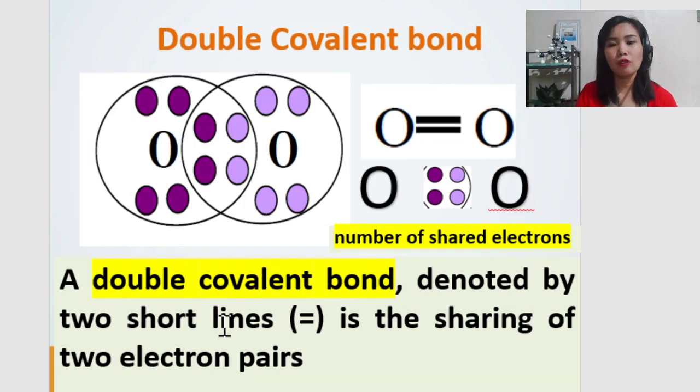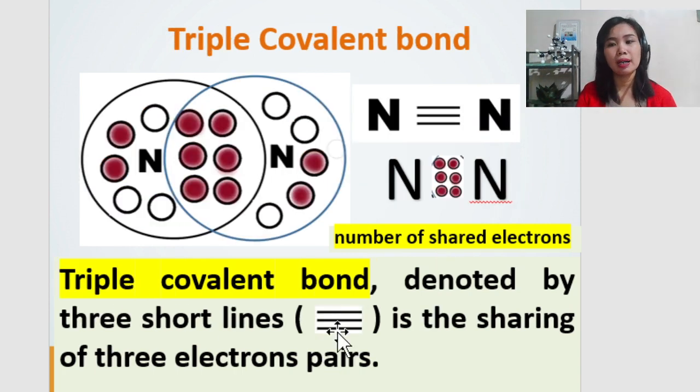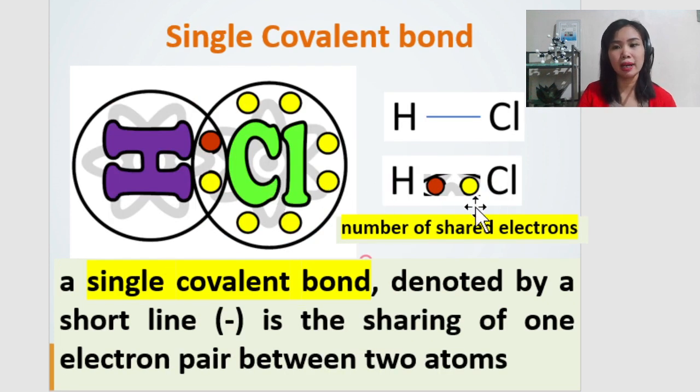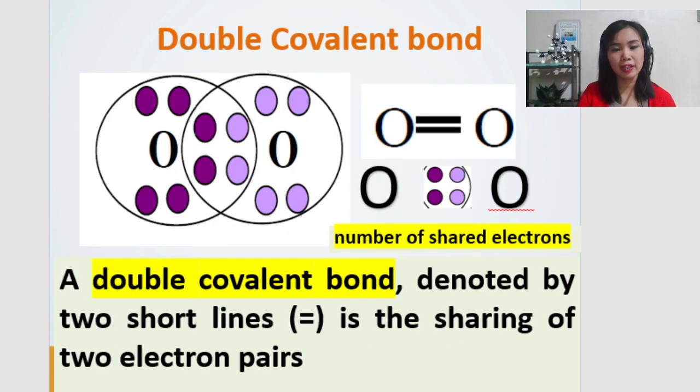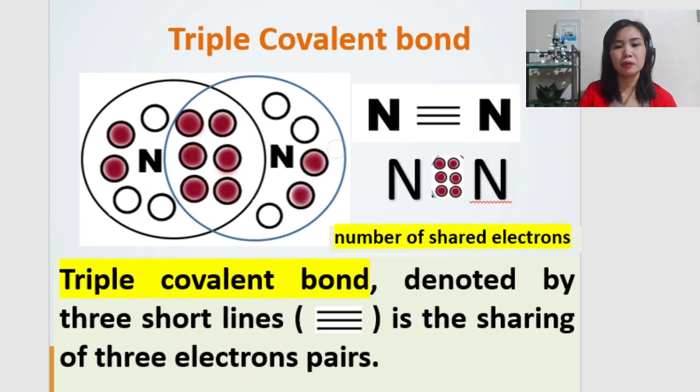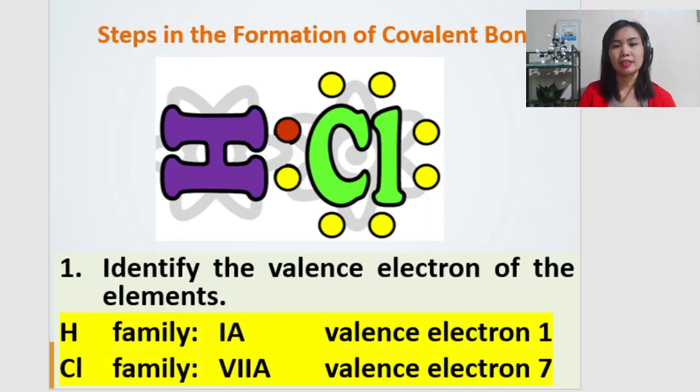Okay. Pag double covalent bond, dalawang short lines. Of course, sharing of two electron pairs. So one electron pair, two electron pairs. While triple covalent bond, that is denoted by three short lines, sharing of three electron pairs. Okay? So I do hope klaro yan ha. We have the single covalent bond, and then we have the double covalent bond, and of course the triple covalent bond. Okay, easy lang, no?